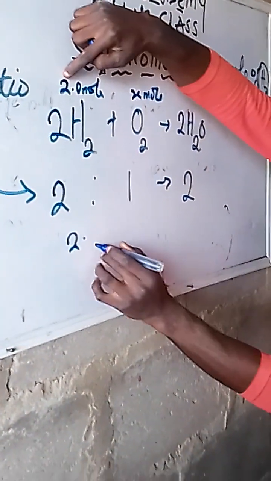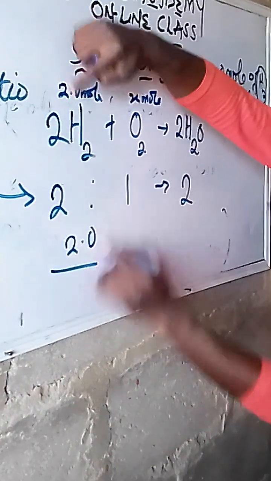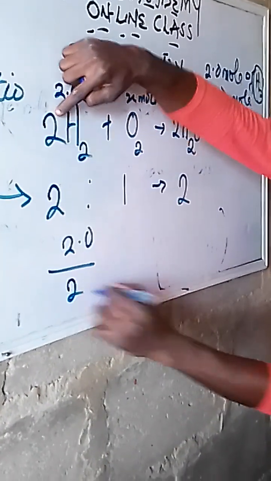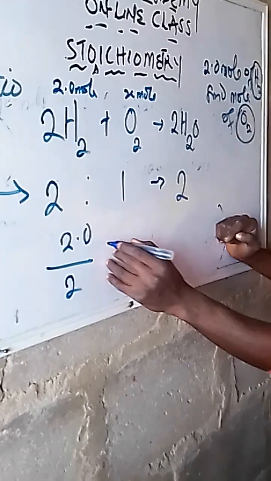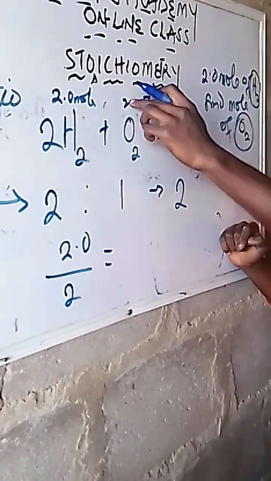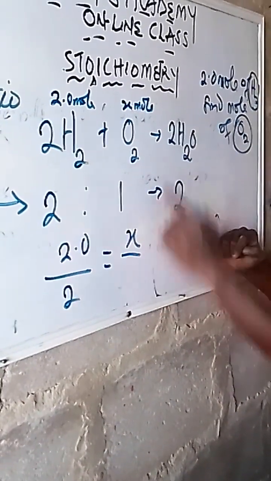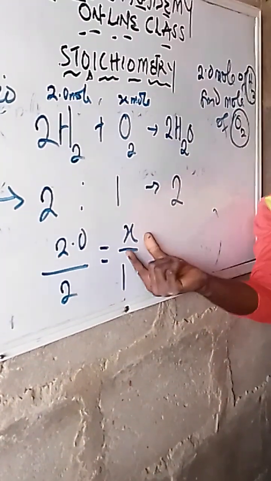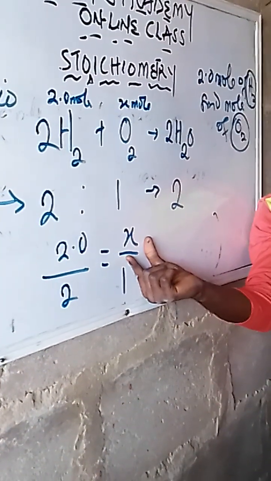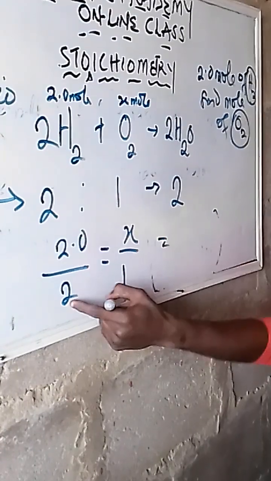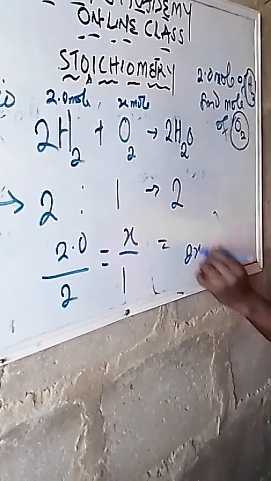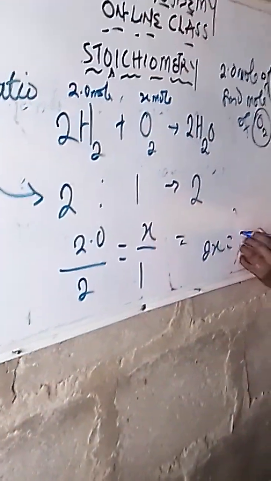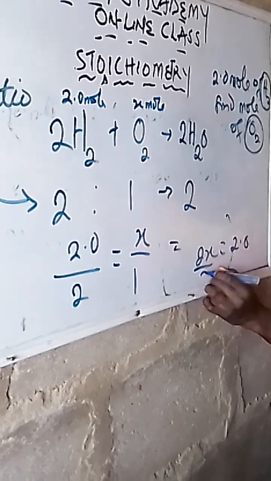How do I match that together? Just say 2.0 divided by 2. Are we together? Equals to S, divided by 1, right? Then make S the subject of the formula. It will now be S times 2, which gives us 2S. This times this will give us 2.0. Divide this by 2.